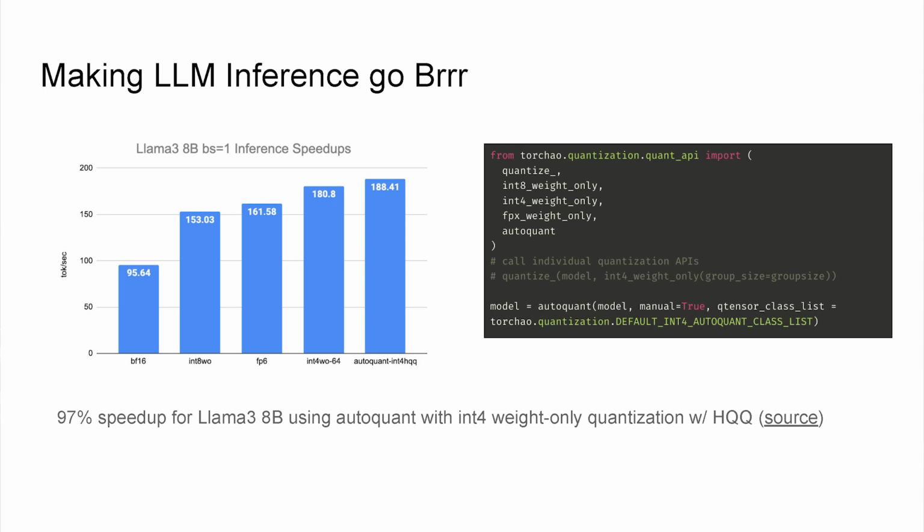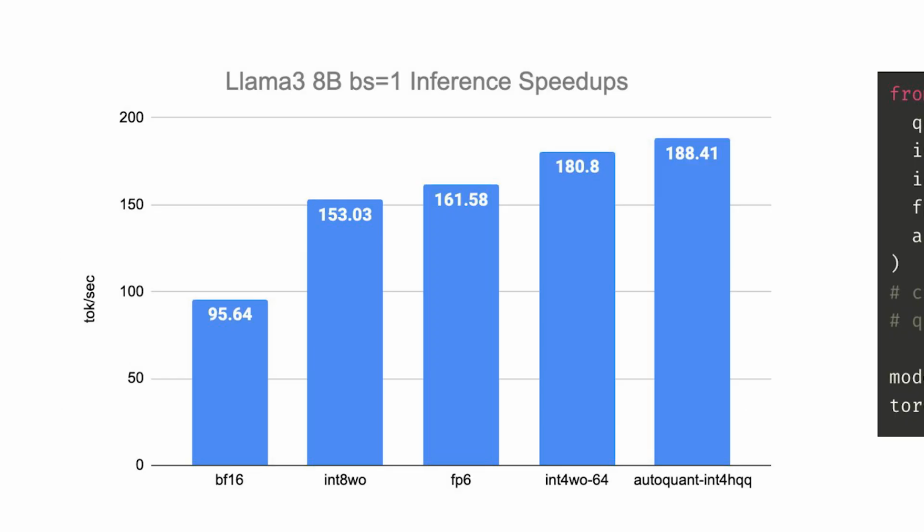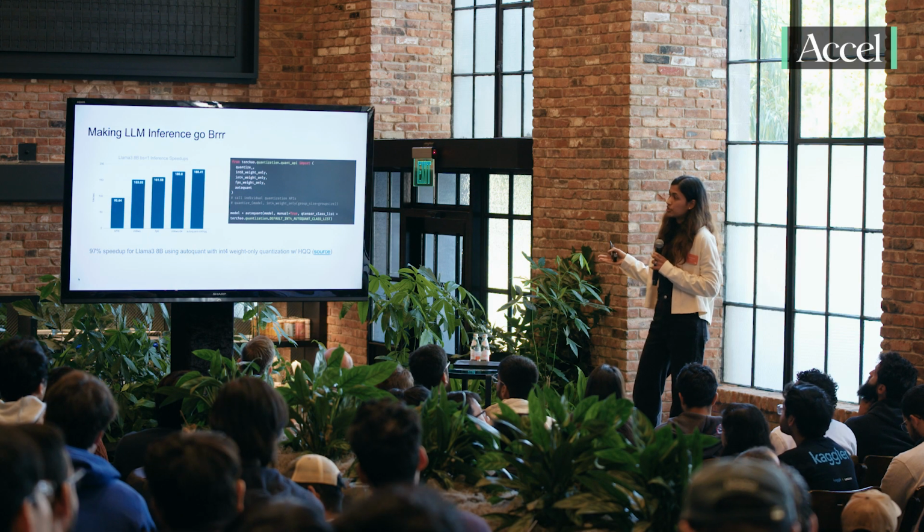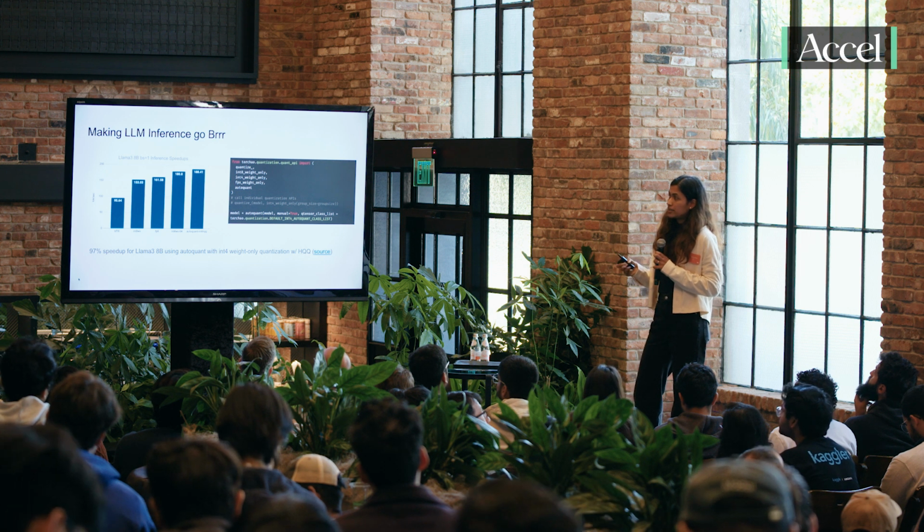Okay, so let's look at some numbers here. This is Llama 3 at batch size 1, which is typically memory bandwidth bound. So a technique like weight-only quantization helps. And if you see on the chart on the left, as we reduce the precision of the weights, the speed up or the tokens per second increases, with the largest speed up being close to 2x for the int4 weight-only quantization compared to the bfloat16 baseline.